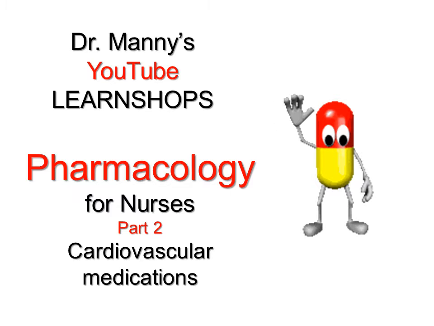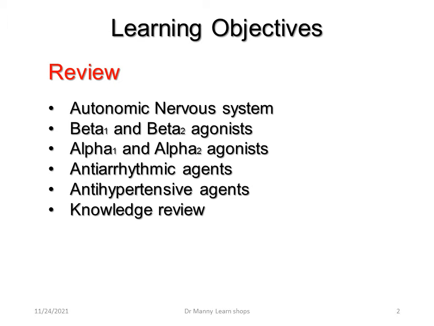This is part 2 of Pharmacology for Nurses, which looks at cardiovascular medications, specific cardiovascular medications. Now the learning objectives for this session are to review the autonomic nervous system briefly, look at Beta1 and Beta2 agonists, Alpha1 and Alpha2 agonists, certain antiarrhythmic medications, antihypertensive agents, and then see what you've learnt from this Learn Shop at the end of it.